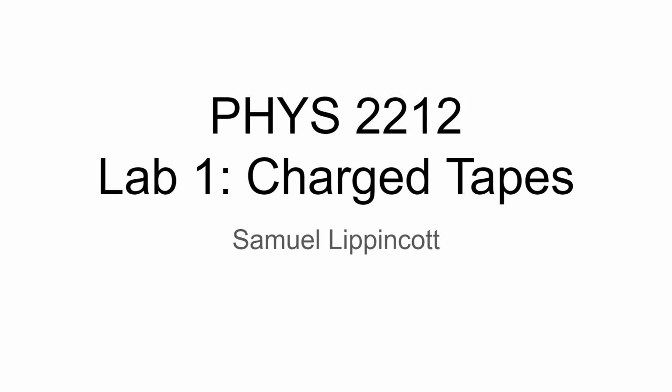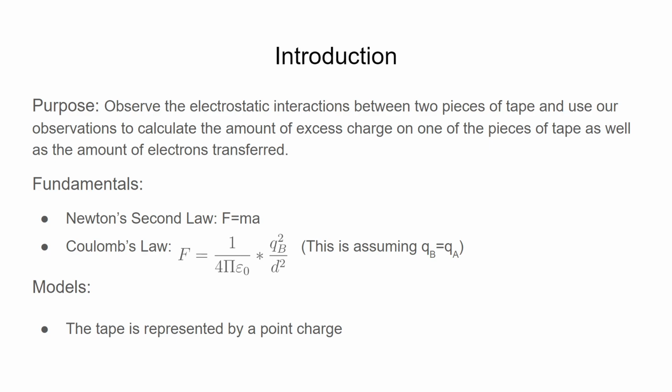Lab 1, Charge Tapes. Purpose: observe the electrostatic interactions between two pieces of tape and use our observations to calculate the amount of excess charge on one of the pieces of tape as well as the amount of electrons transferred. The fundamentals: Newton's second law, which we use to find the gravitational force, and Coulomb's law, which we use to find the force between two charged objects.